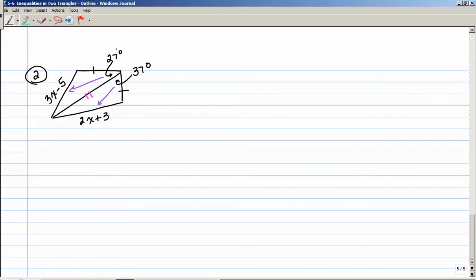Well, let's go this way. Since 27 is less than 37, 3x minus 5 has to be less than 2x plus 3. The side that's opposite the 27-degree angle has to be less than the side that's opposite the 37-degree angle. So solving that, I get x is less than 8. So there's one of my inequalities.